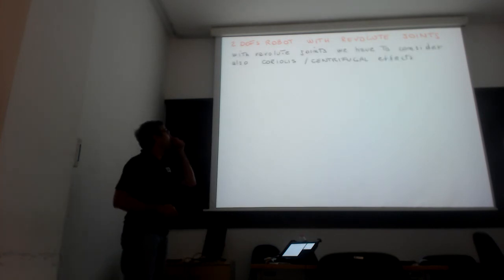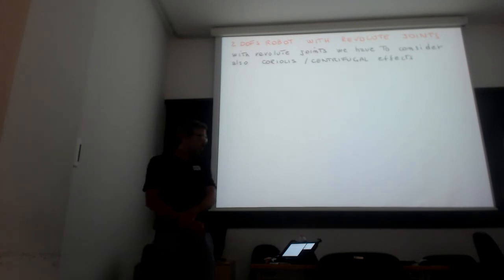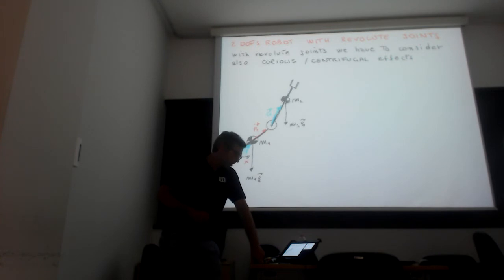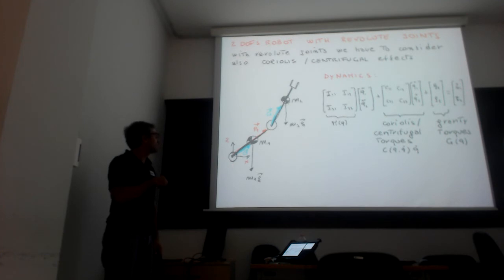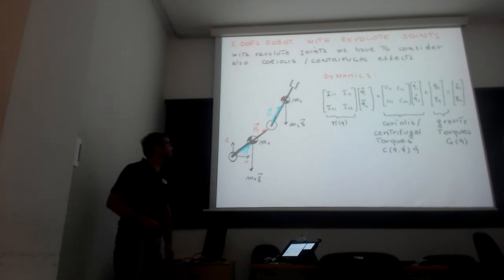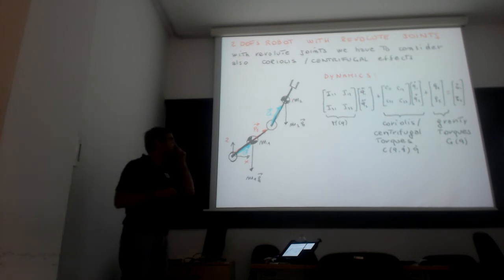Whenever we have revolute joints, we have to consider other forces, other influences that come from the Coriolis and centrifugal effects. In particular, we have one rotational joint that moves the link M1, with a central mass located here. This is the axis of the rotational joint, so it's a 2 degrees of freedom robot with two rotational joints. The first one is this, and the second one is this. You have two links, one of M1 and M2, and the inertial matrix looks like this.